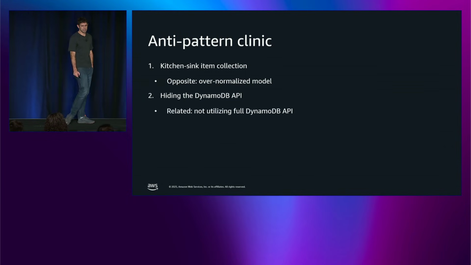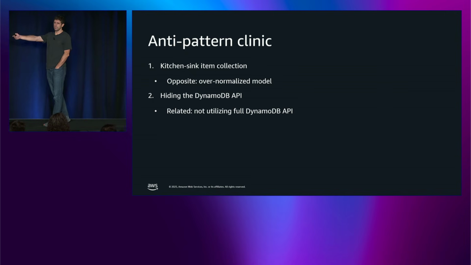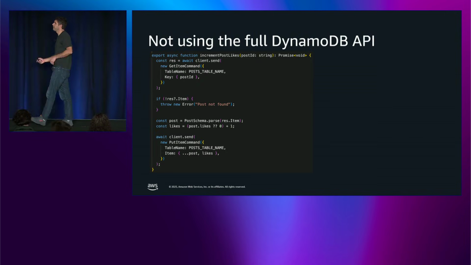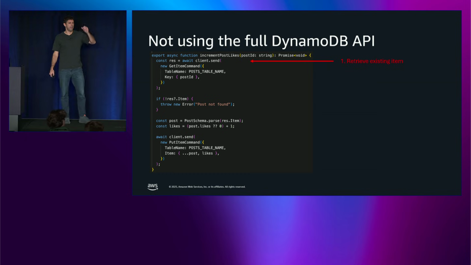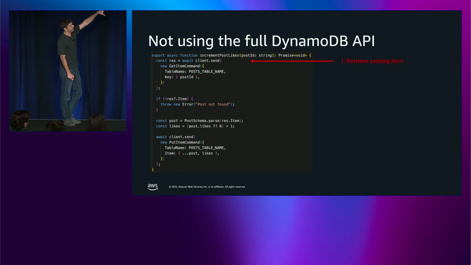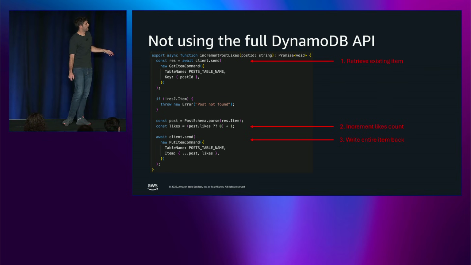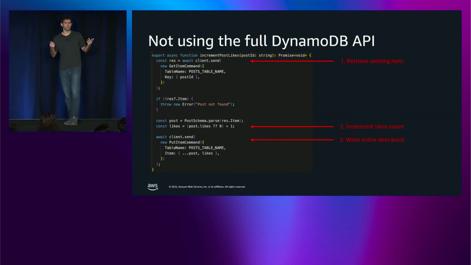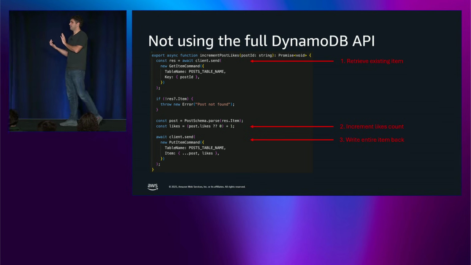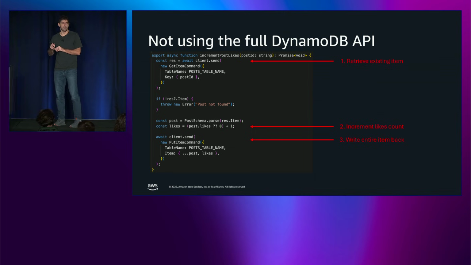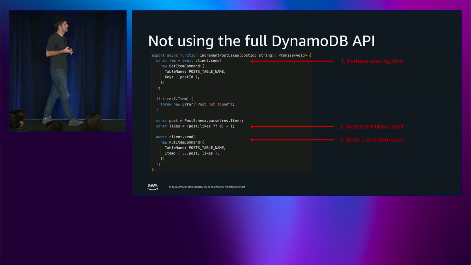I think relatedly on the Dynamo API, just not using the full Dynamo API, right? If you have an increment operation, I see a ton of people that first read the entire item, increment some value in memory, and then write that entire item back. And if you do this, now you need to manage versions around that so you're not getting race conditions. You're basically doing OCC there.